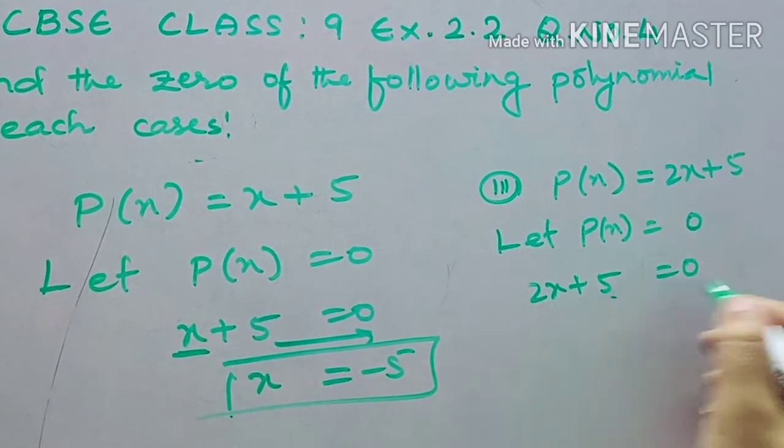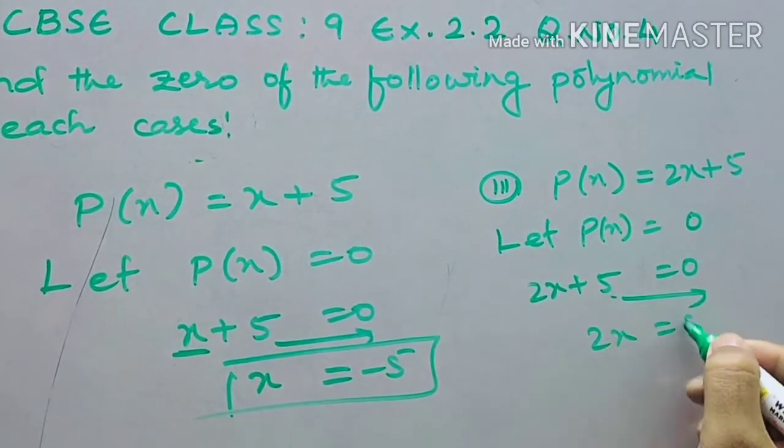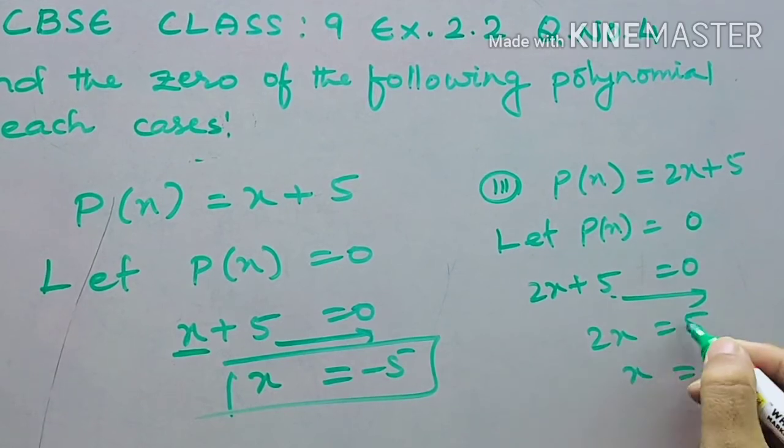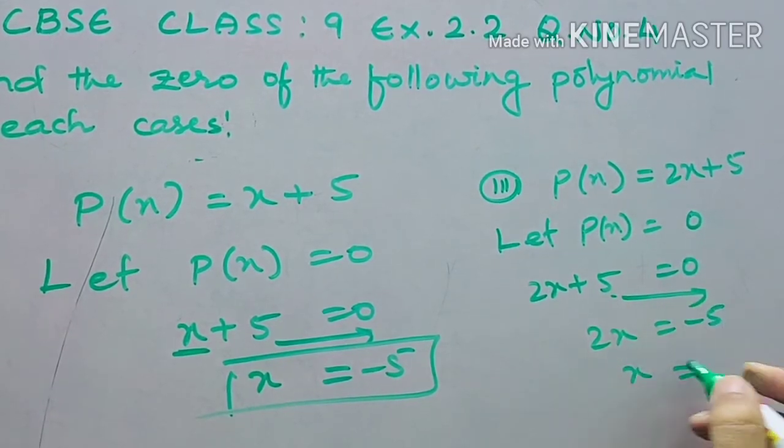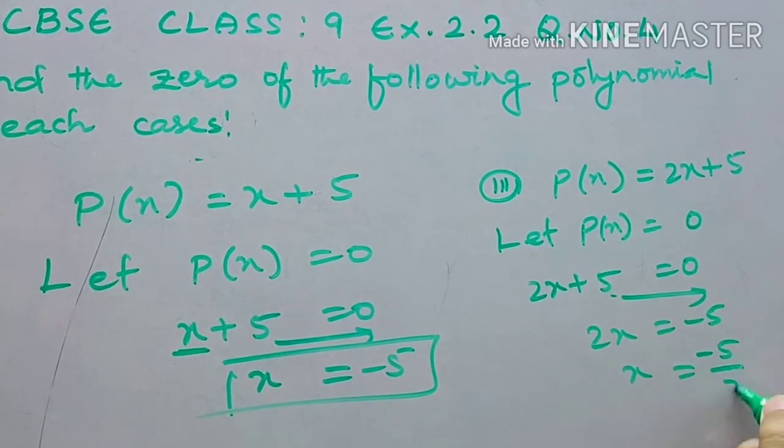First, transfer 5 to this side. 2x is equal to minus 5, then x is equal to, we want to find the x now, transferring 2 to this side, minus 5 by 2. Okay, so like this we can find the 0 of the polynomial.